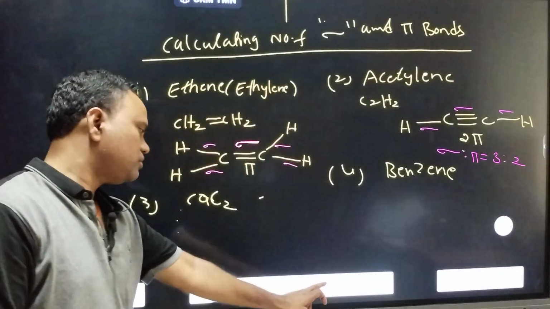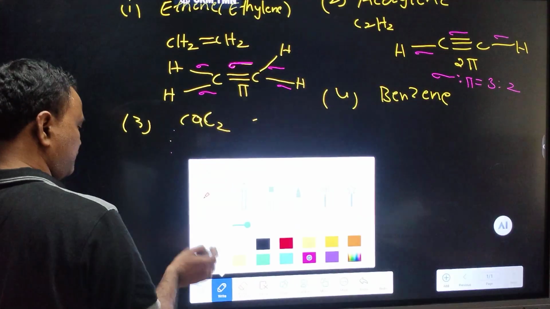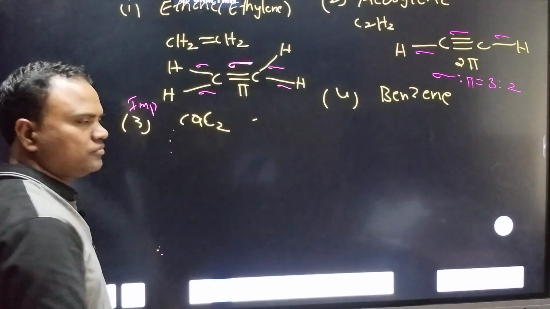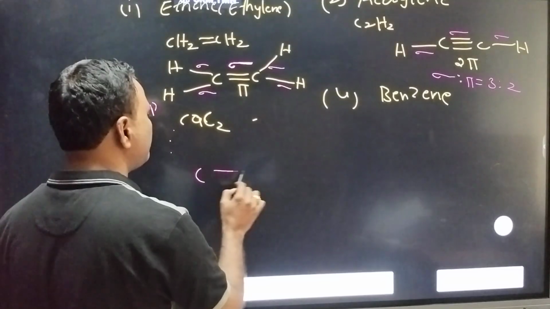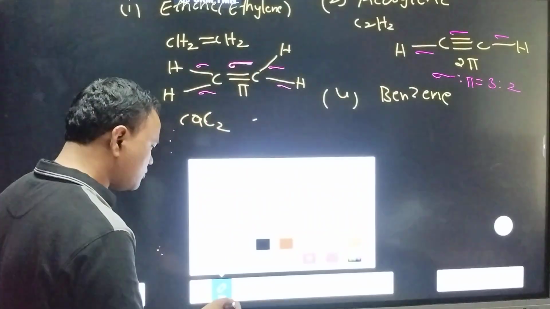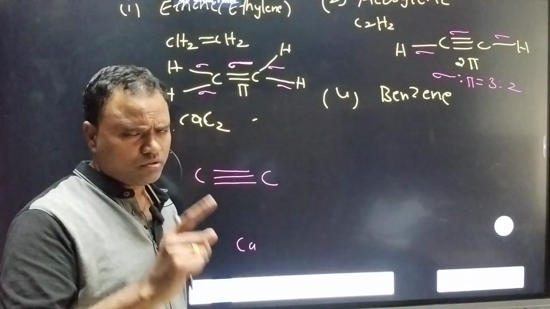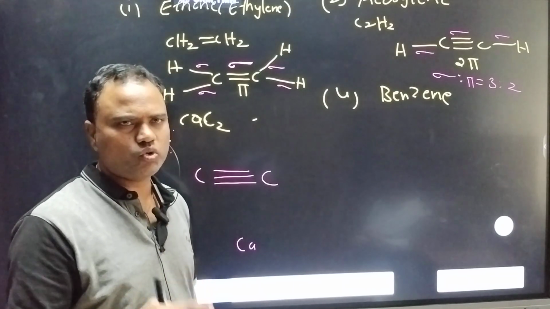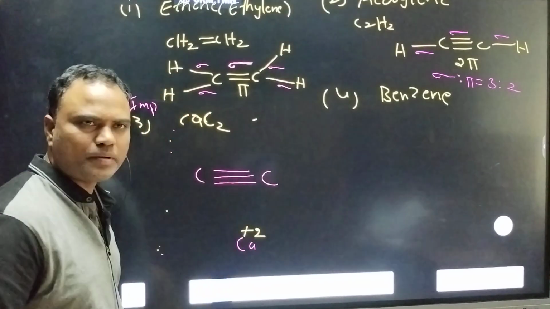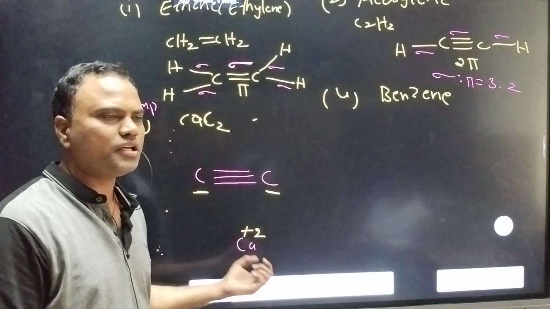And the CaC2 example. In CaC2, an important example, this is calcium carbide. CaC2 can be written like this. Calcium belongs to which group? Beryllium, magnesium, calcium: second group. Clear? Calcium belongs to second group, so it has plus two. So carbon has negative charge. This is an ionic compound, CaC2.